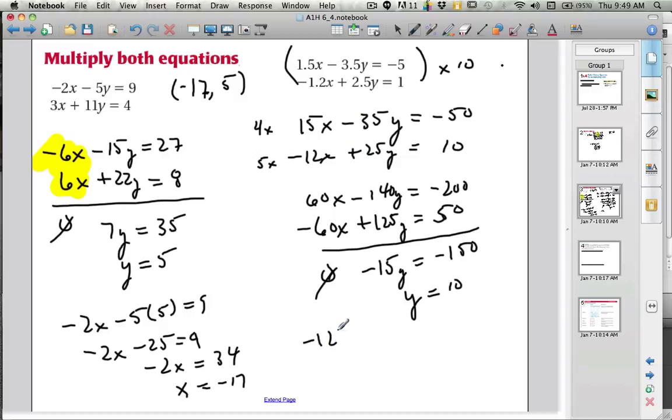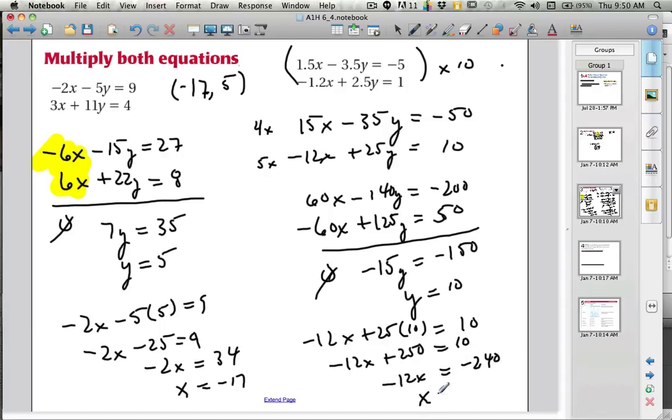So I'll have negative 12x plus 25 times 10 is equal to 10. So I'll have negative 12x plus 250 is equal to 10. Negative 12x is equal to negative 240 by subtracting the 250. And dividing by negative 12, x is equal to 20. So my solution is the point (20, 10). I'm going to put that here, (20, 10) is my solution.